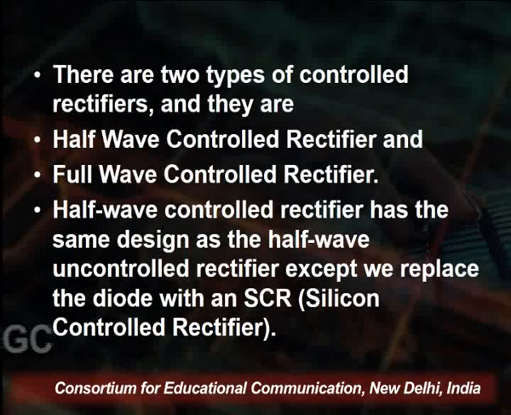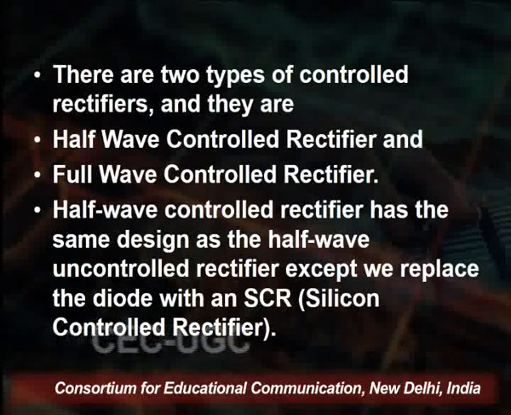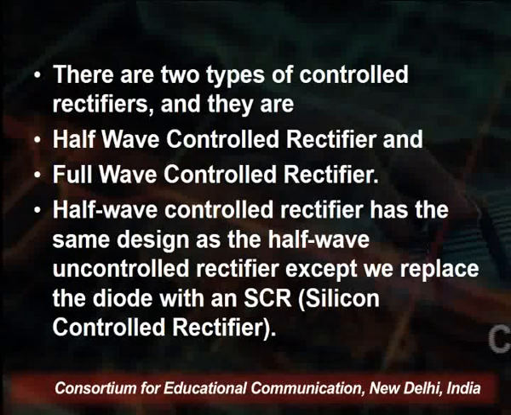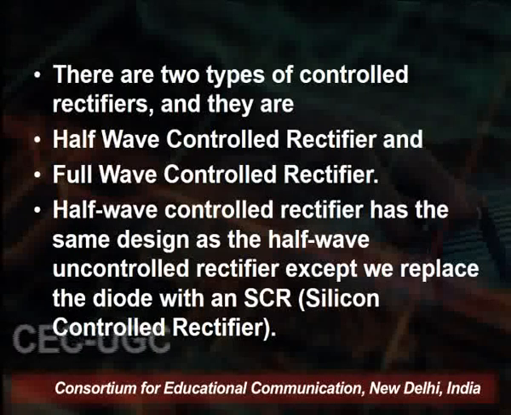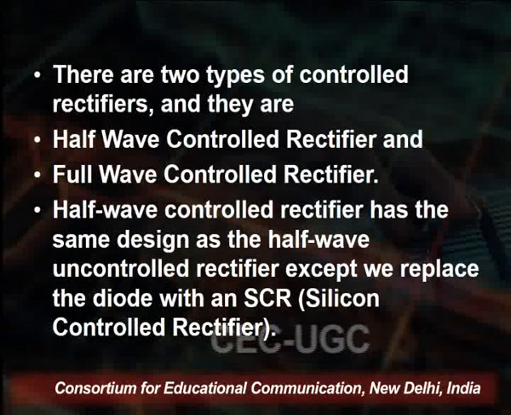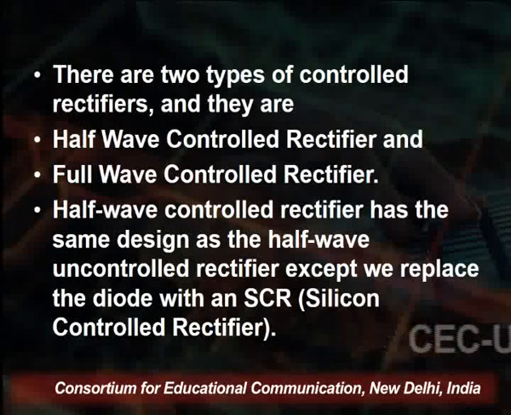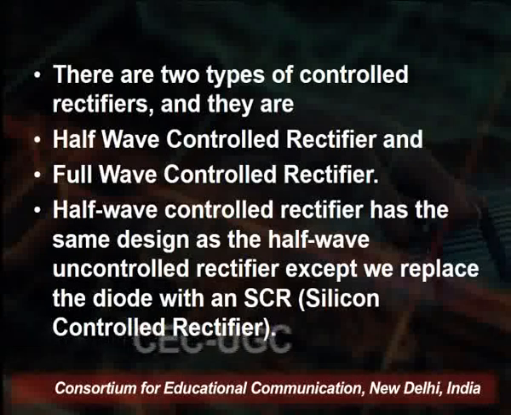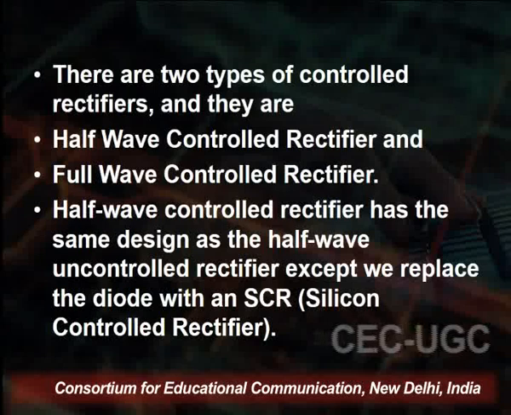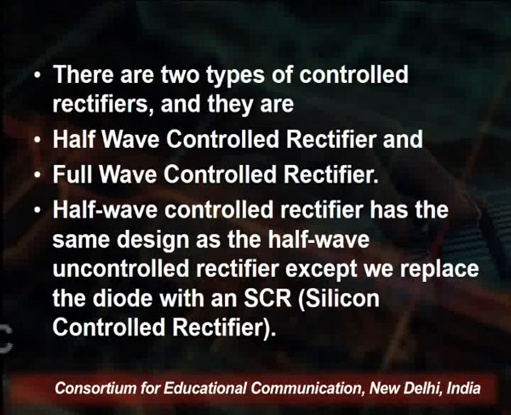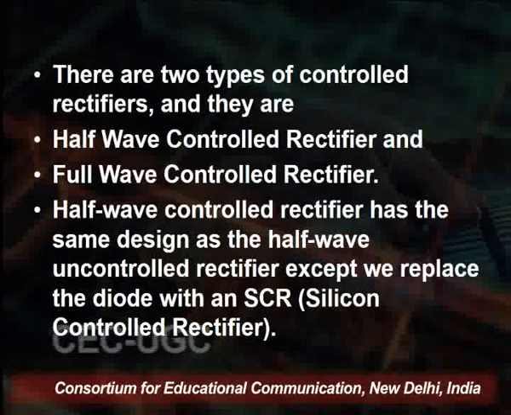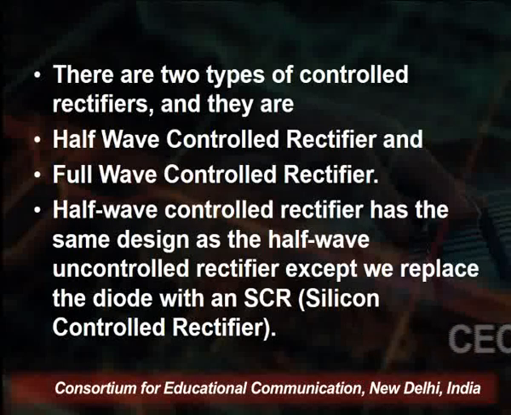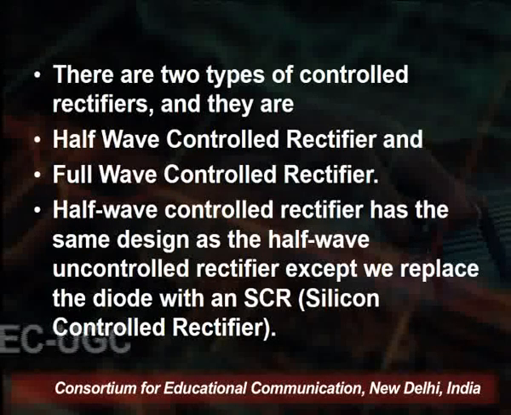Now there are two types of controlled rectifier. One is the half wave controlled rectifier, second is the full wave rectifier. In the half wave controlled rectifier we can get the half output, and in the full wave rectifier we can get both the cycle output. Now the half wave controlled rectifier has the same design as the half wave uncontrolled rectifier, except we replace the diode with the SCR. What is this SCR? This SCR is the silicon controlled rectifier, which is used to control the voltage. In the uncontrolled one we are using the diode, but here we are using the silicon controlled rectifier.